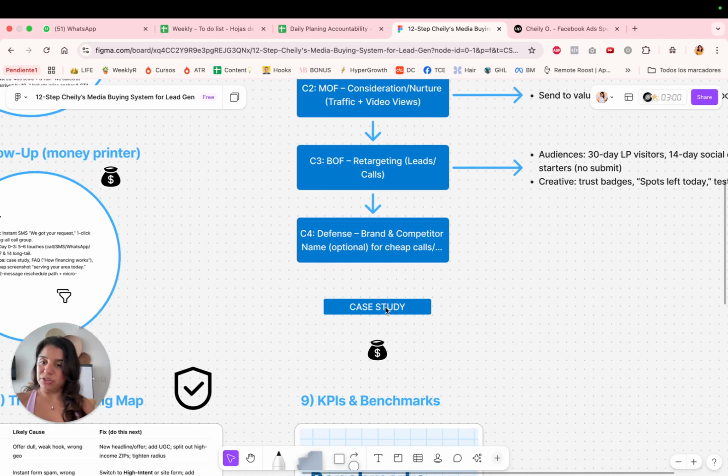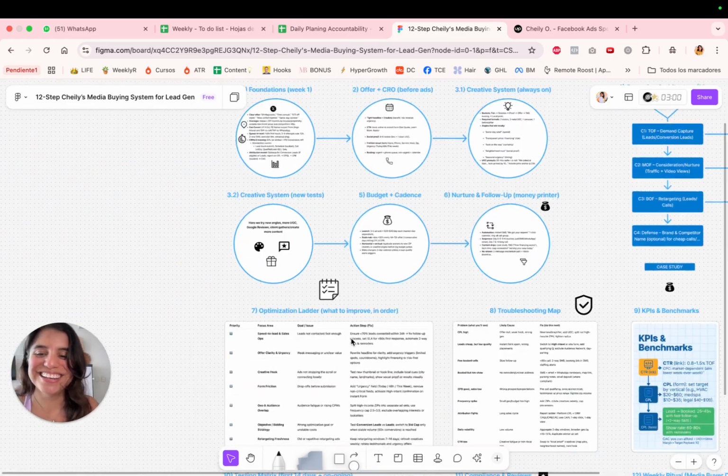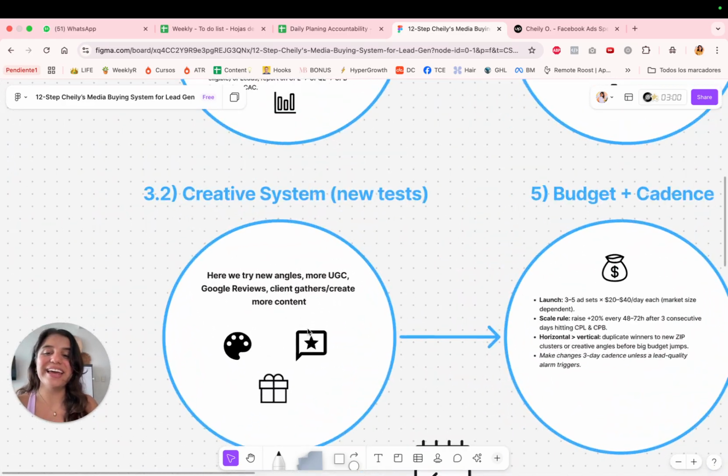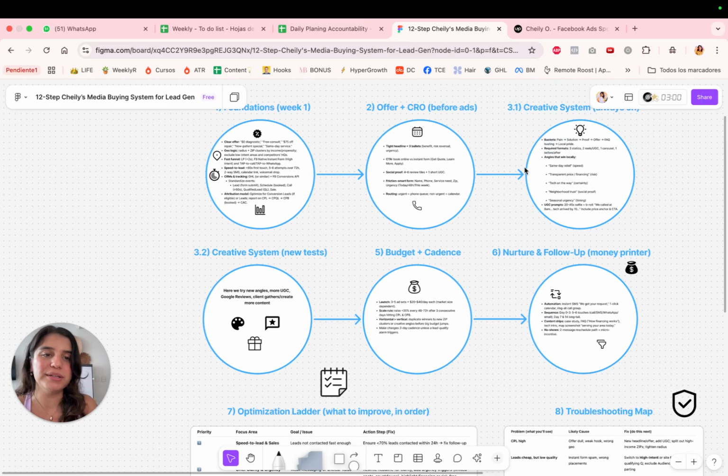And once everything is done, you can become a case study for us. Then the second step of the creative system is to have new tests coming in. So ideally, you want to try new angles, more UGC, more Google reviews, create more content over the course of you working with me, because we don't want to only keep this creative. We want to always keep improving, because you might encounter ad fatigue.